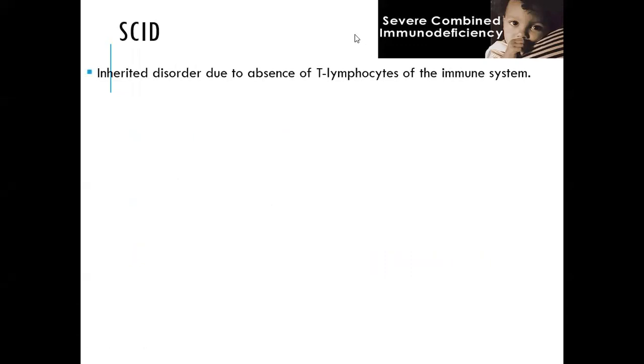Now let's look at what SCID is. SCID stands for severe combined immunodeficiency. There could be a few reasons that can cause SCID. One of the reasons you will learn here. When a person has SCID, what happens is that there are no T lymphocytes in the immune system.